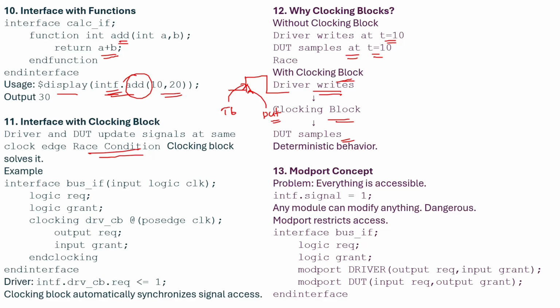So any module can modify anything. That means it is dangerous, so we restrict the access, right? That is the reason we are using modports. With modports we can give the direction to the input signals and output signals. So who is driving the input signals and who is sampling the output signals, that is what we are checking there.